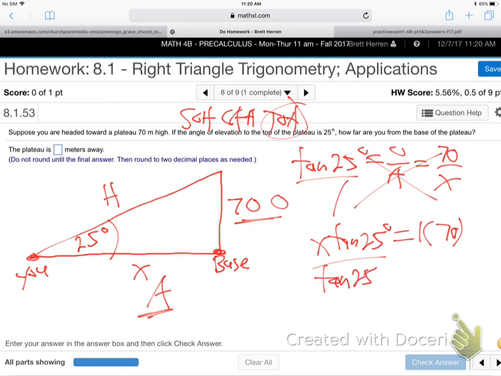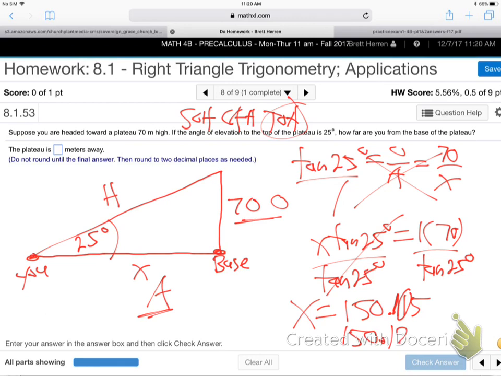Divide by the tan of 25. Boom. x is 70 over tan 25, which is 150. How many places do they want? Two places. 150.115. So the second place is actually going to become a 2, isn't it? 150.12. That's how far away you are from the beach.